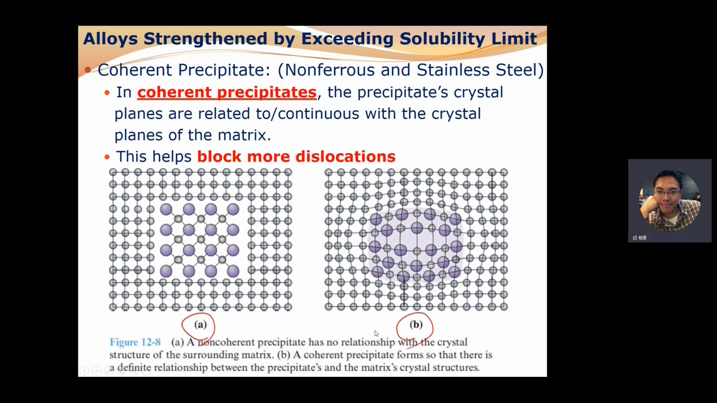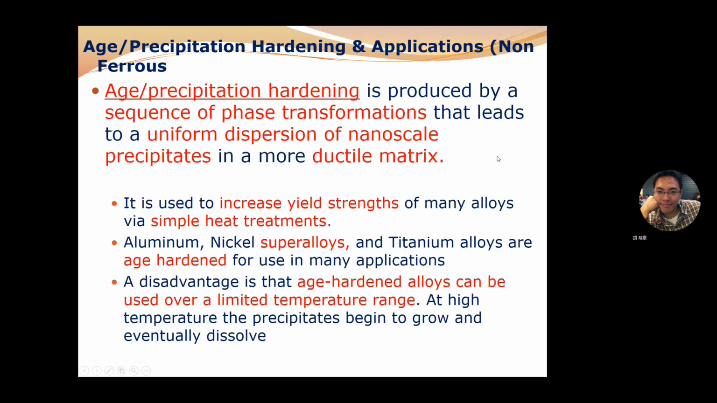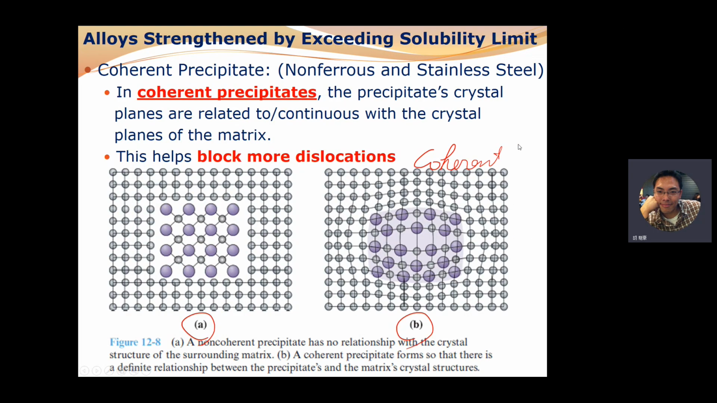Okay, so figure B is coherent. That means the crystal plane or lattice is continuous. So the lattice continues, and the lattice is continuous, or the crystal plane is continuous.